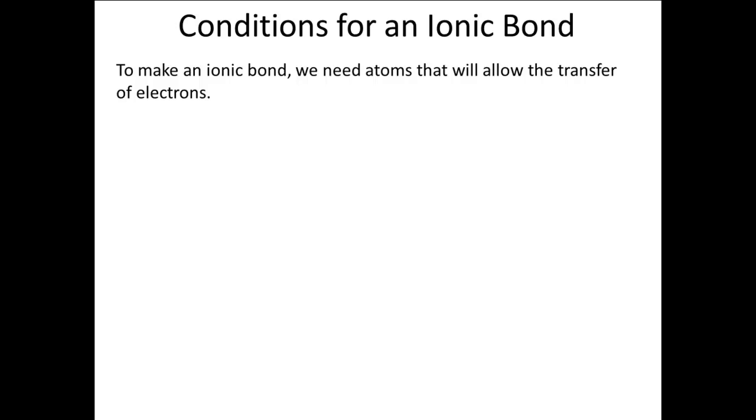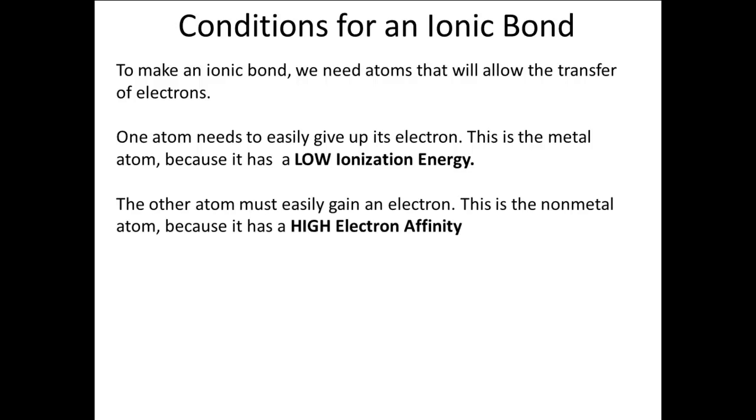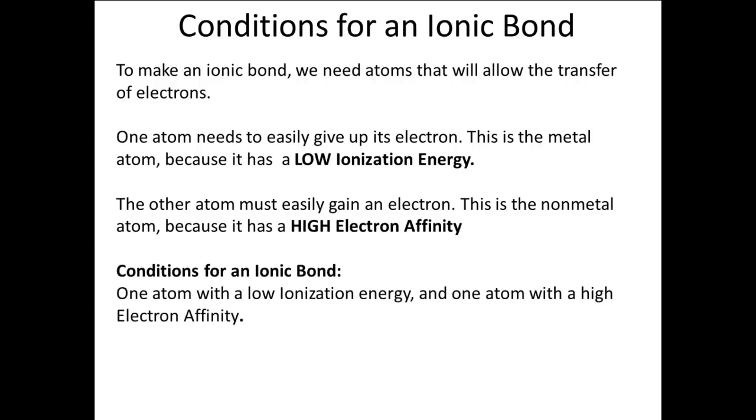So, in order to form an ionic bond, we need a metal atom and a nonmetal atom. The metal atom easily gives up its electron because it has a low ionization energy. The nonmetal atom easily gains an electron because it has a high electron affinity. So we can say that the conditions needed to form an ionic bond are that one atom has a low ionization energy and the other atom has a high electron affinity. You may pause the video to write down these conditions.